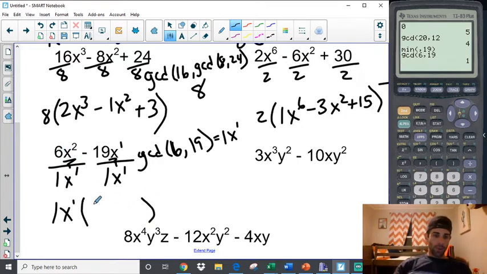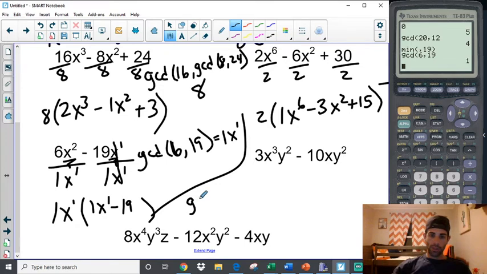6 divided by 1 is 6. Now when I divide, you subtract exponents. So 2 minus 1 is 1. Negative 19 divided by 1 is negative 19. Now x to the 1 divided by x to the 1 cancels out, so you're left with nothing. So this is your answer. Okay, so rewind, watch it again, or watch me do the next one.